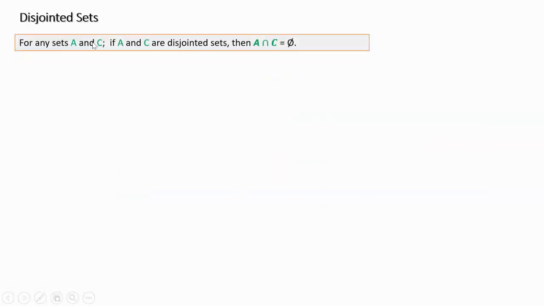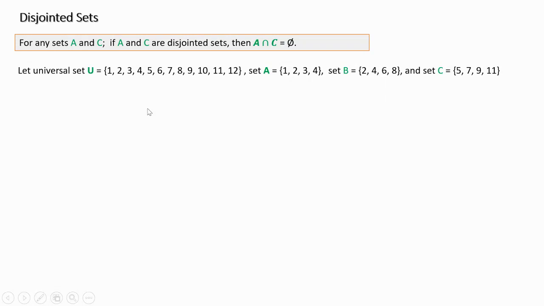Disjointed sets. Disjointed sets means they don't have anything in common. They don't even touch. Okay. For example, again, a similar universal set as before. The set containing the elements 1 through 12. A contains the elements 1, 2, 3, 4. And B contains the elements 2, 4, 6, 8. And C contains the elements 5, 7, 9, 11. So find A intersects C.